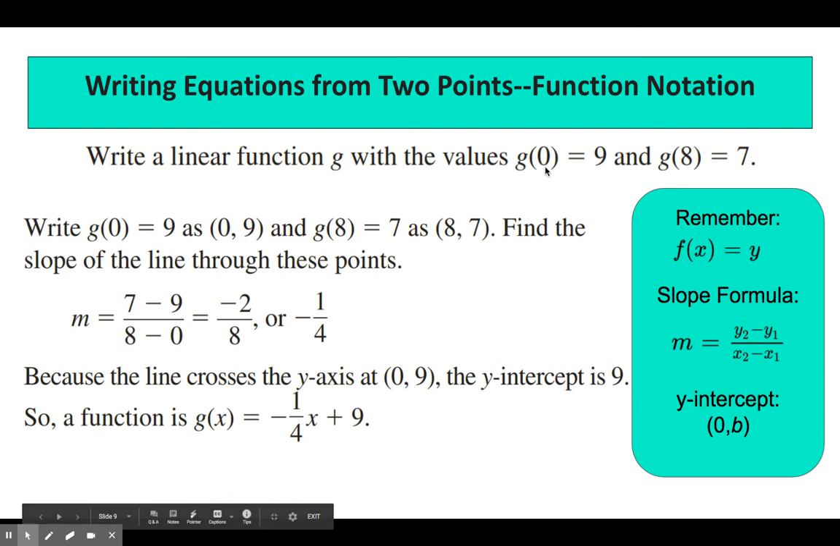Here's one more quick function example. Just remember, when x is 0, y is 9, or g of 0 is 9. And when x is 8, g of 8 is 7, or we have an ordered pair (8, 7). You guys see that there. So those are our ordered pairs (8, 7) and (0, 9). We do the change in y over the change in x and end up with negative 1/4 as our slope. And we know when x is 0, y is 9, so we have our y-intercept. And we have the equation for this function.